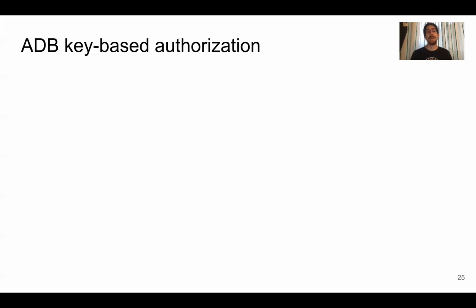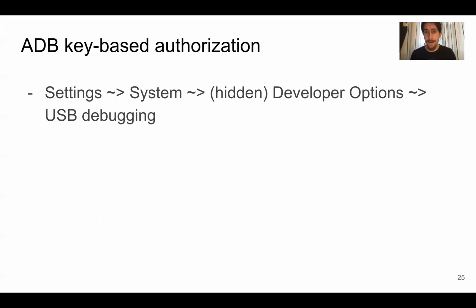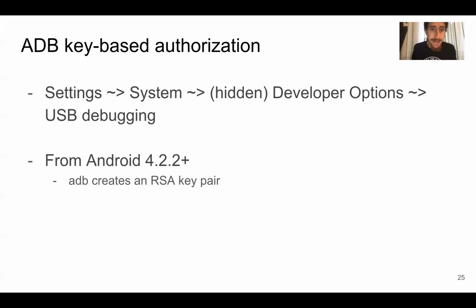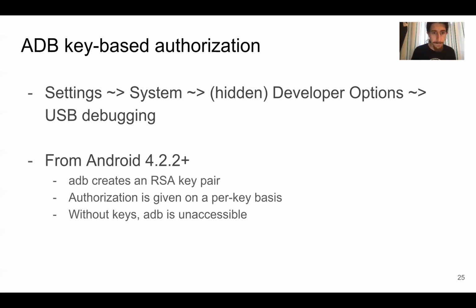Another example, ADB key-based authorization. In the past, if you wanted to play with ADB, you would attach the cable to your phone and get a shell. Well, by default, you cannot do this. But you can first of all enable USB debugging, and then in the past you could just attach the cable and get a shell, from this ancient version of Android. Basically, ADB will create an RSA key pair, so private and public key, and then the authorization will be given on a per-key basis. Without keys, ADB is not accessible.